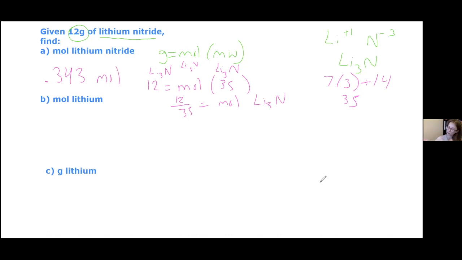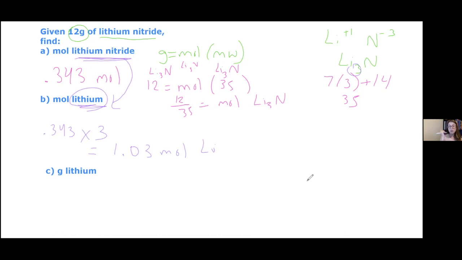Now, going from moles of lithium nitride to moles of just lithium in part B, sorry, I'm looking for a color I haven't used yet. Lithium nitride to just lithium, this is exactly what Ms. Prater showed you in video number 3. What we're going to do from here to here is multiply by our subscript. So I take the 0.343. Since what I want is lithium, I'm going to multiply by lithium subscript of 3. And that gets me 1.03 moles of lithium.